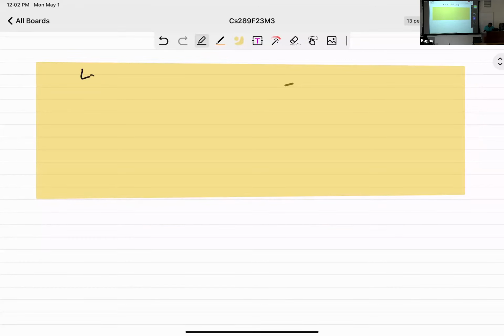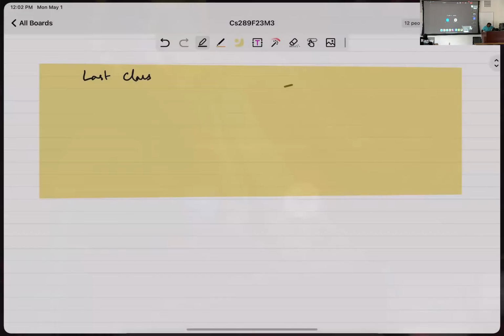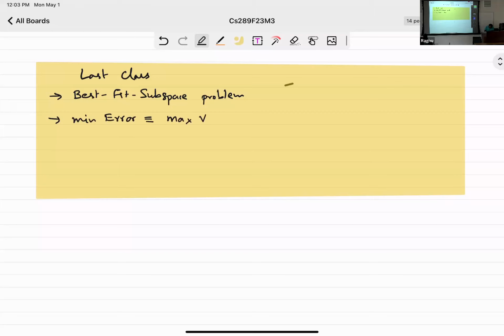Okay, so last class, we talked about the best fit subspace problem. Right, and we had the sequence of reductions which helped us talk about the question, right? We said minimizing error was essentially the same as maximizing the variance.